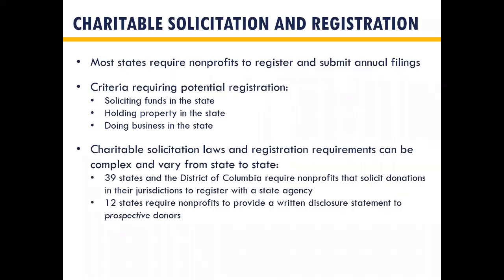We've got a couple of criteria here that could generate a potential registration, and that's soliciting funds, holding property, and doing business in the state. So really following those old nexus laws. At least that's what I think about when I see those three items there. But again, it's going to vary from state to state. What might trigger a registration requirement in one state may or may not require registration in another state.